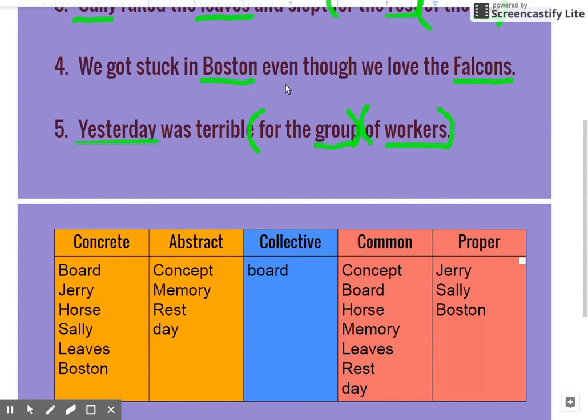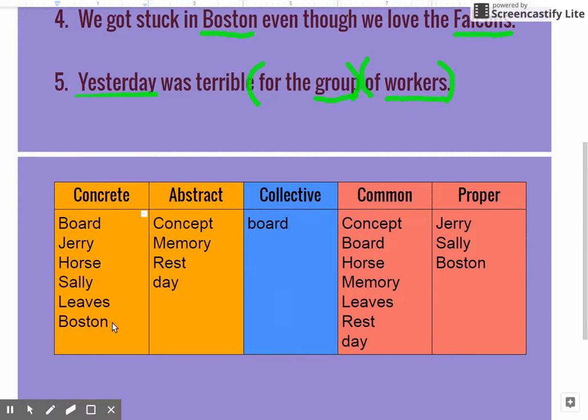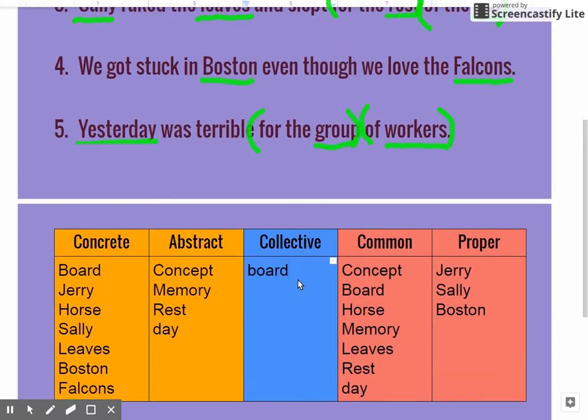Okay? We got stuck in Boston even though we love the Falcons. How unfortunate. Now, the Falcons is a football team, which means that they are a group of people. They're concrete. It is not abstract. It's not collective because Falcons is just plural. It's the name of the team. And we could probably argue for it being collective on some level, but we're going to leave it off of there for now. If it was the word team, I would put it on collective. It's not common. It's a particular group. It's a particular team in the NFL, the Falcons. So we're going to call that proper.